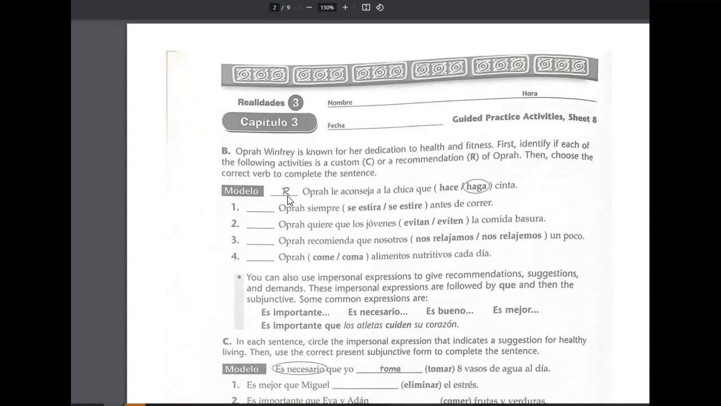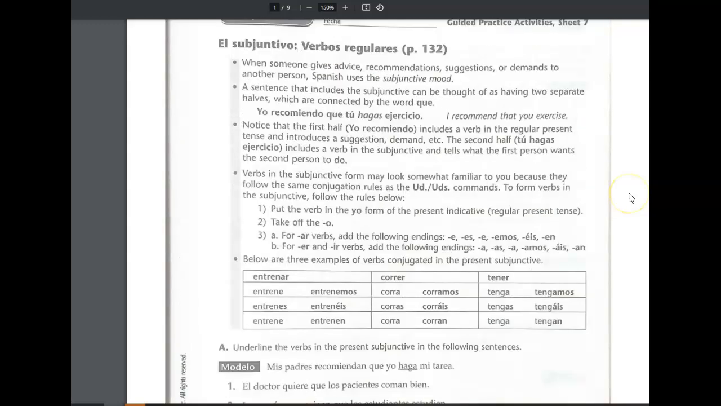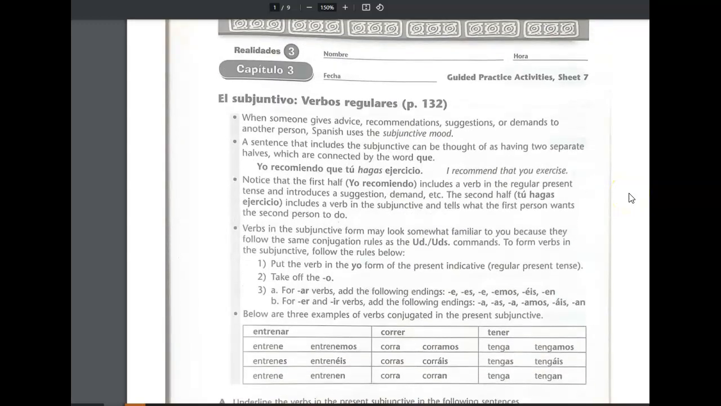That would be a custom, something that you do, or in this case, Oprah does. R would be a recommendation that Oprah is giving to someone else. And remember, that's what the subjunctive calls for. The subjunctive calls for two clauses, two separate halves that are connected by the word que.